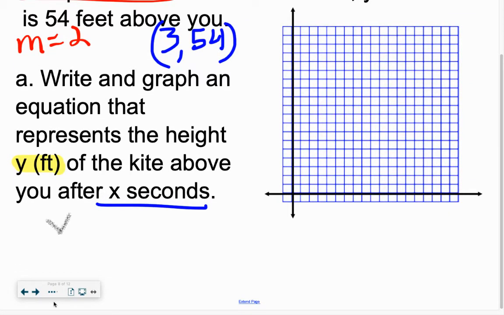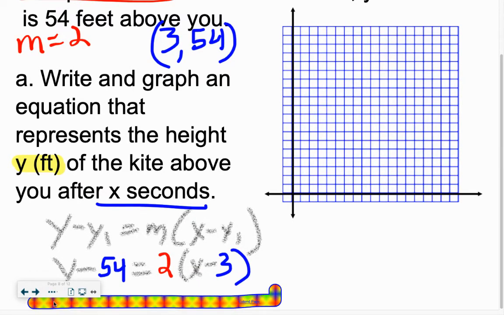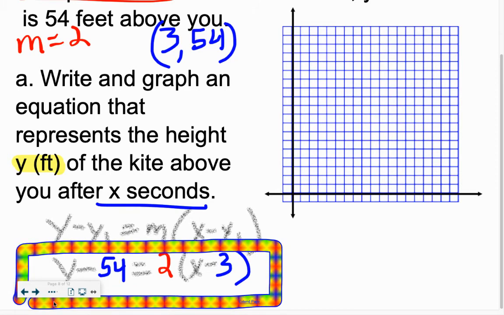Thus, I'm going to write it in just like you have to. y minus y1 equals m parentheses x minus x sub 1. Now just rewrite it, plug it in. y minus your y value in your point, 54, equals your m, which was 2, parentheses x minus your x value of 3, which is perfect. And again, anytime they say write an equation, that is it.